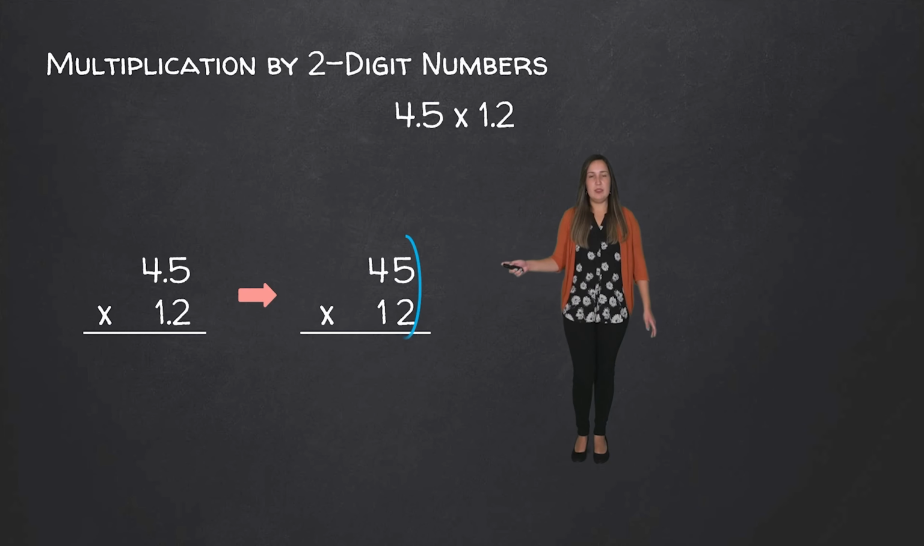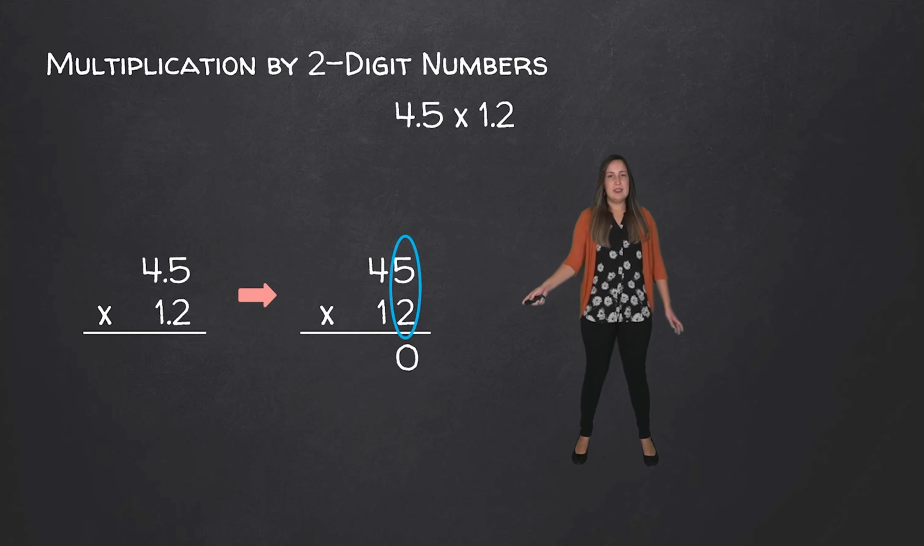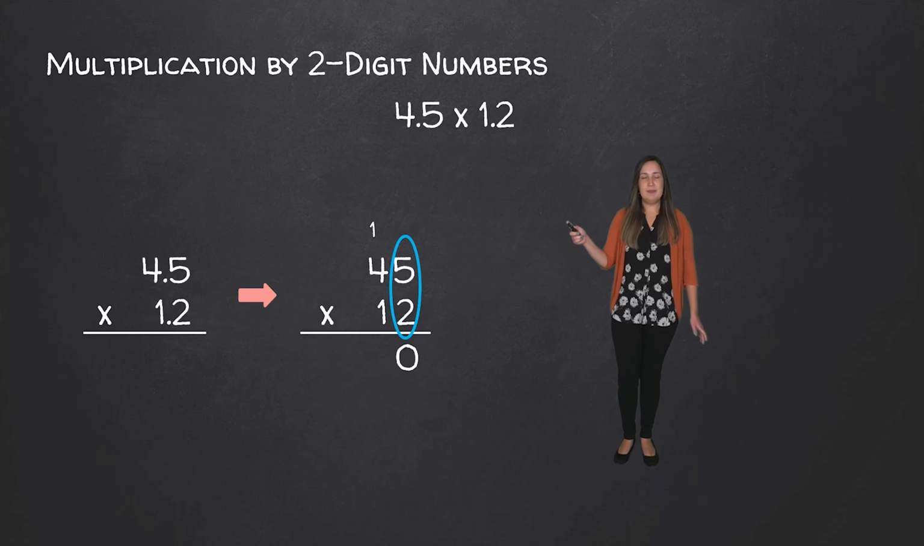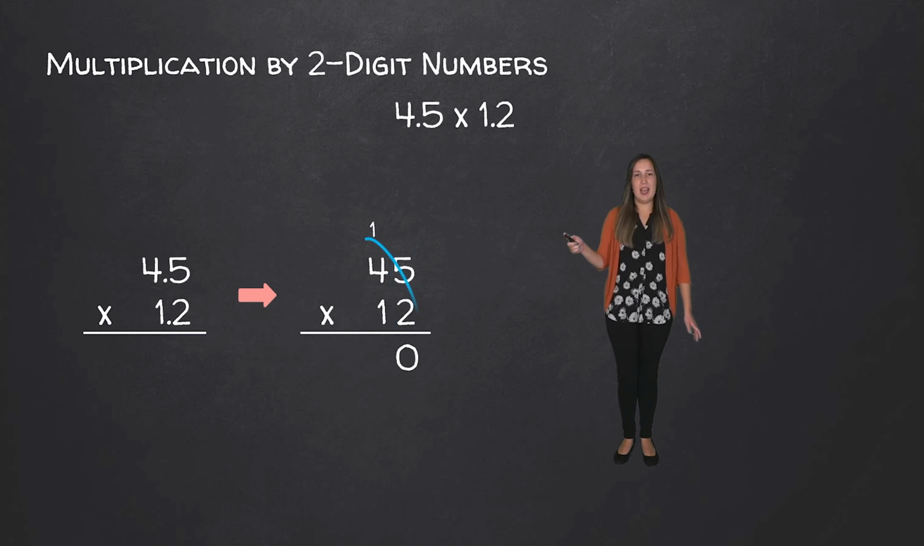So 2 times 5 is equal to 10. Bring down the 0, carry over the 1. Then we have 2 times 4, which is equal to 8, but don't forget to add the 1 on top, making that 9. Then when we go down, don't forget to add the 0 as a place value holder. Then we're going to multiply with the 1.